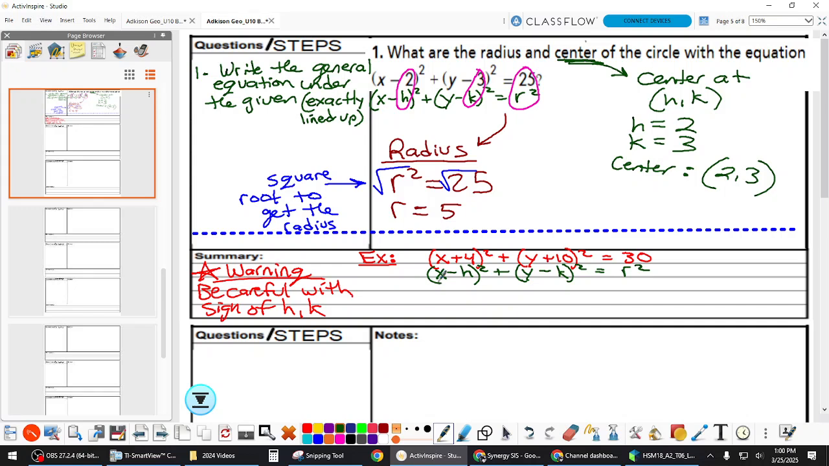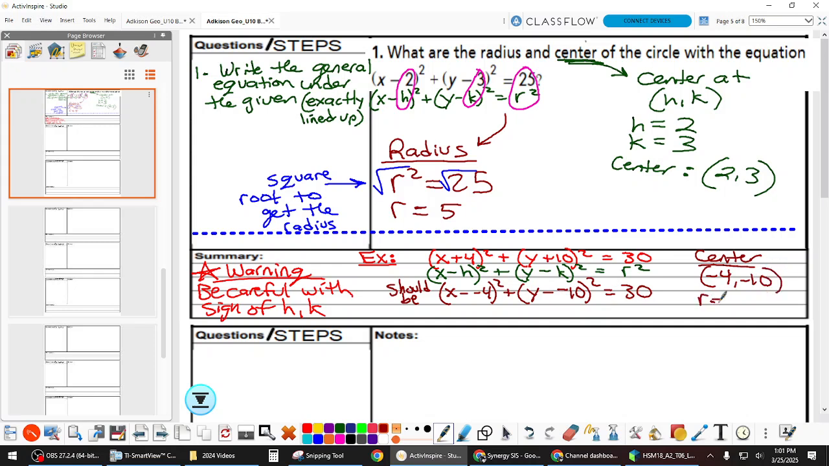Okay? So if we wrote this out, it really should be this: x minus negative 4 squared plus y minus negative 10 squared equals 30. So it's actually negative 4, negative 10. It's the opposite of what you see, because our form requires that it says minus. That's why it's opposite. Anyway, so the center for this example is at negative 4, negative 10.